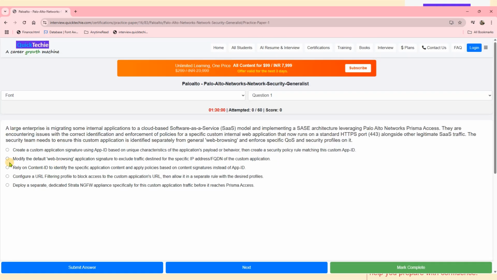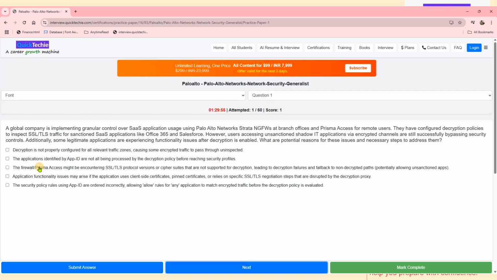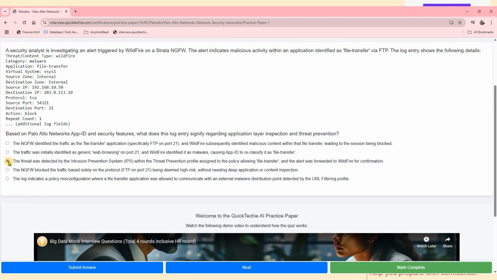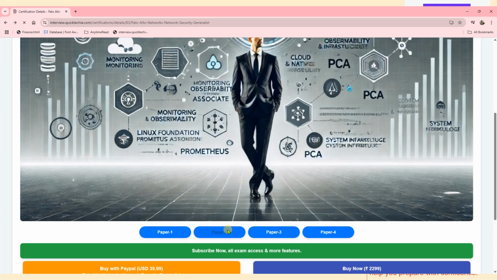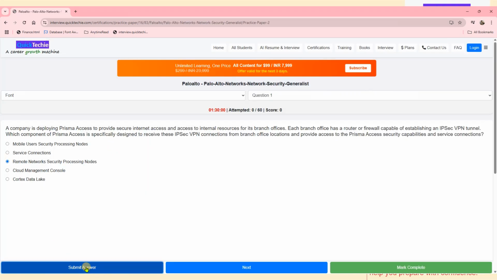Summary. Understanding the capabilities of Prisma Access, along with management tools like Panorama and Strata Cloud Manager, is crucial for success in the Palo Alto Networks Security Generalist certification.